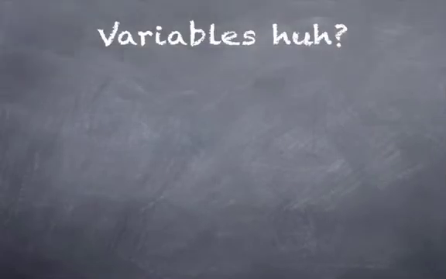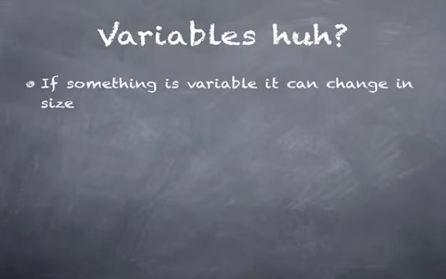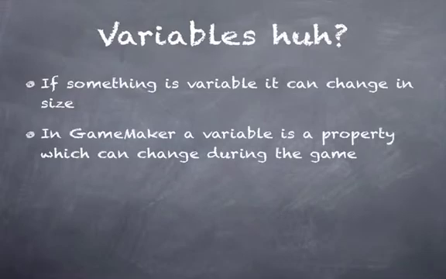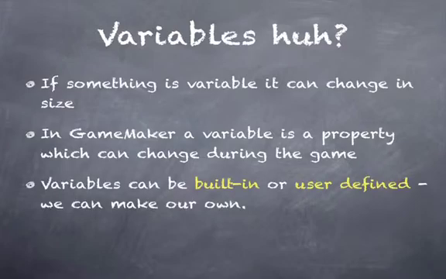Another concept that gets people all confused are variables. If something is variable, it can change in size. In GameMaker, a variable is a property which can change during the game. Variables can be either built in or user defined. We can make our own to suit ourselves. And we did that in Asteroids and in the other games by looking at Can Shoot.